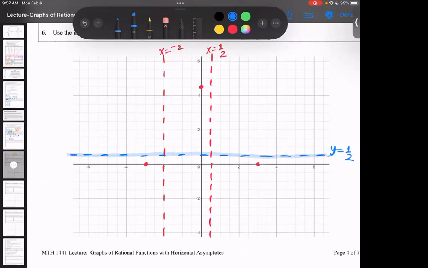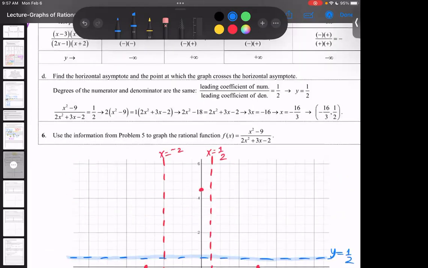So far so good. Plot the easy things down first, and then plot down the point where it crosses. It crosses at (-16/3, 1/2). And let me tell you what negative 16/3 is roughly equal to. It's roughly equal to negative 5.3.